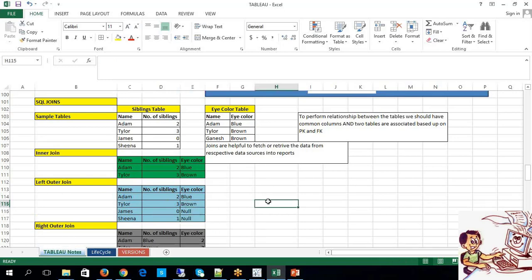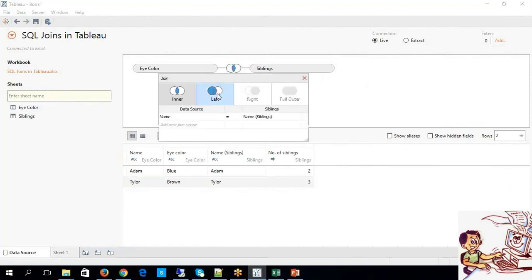So what does it mean? Left outer join retrieves the whole data of a left side table, along with the common values of common columns. And if you don't have matching data, it gives you null values. Look at this. If I go ahead with the left outer join, what happened? Null values, because Ganesh and Brown is not having any relevant values in the opposite side table. So that is the reason.